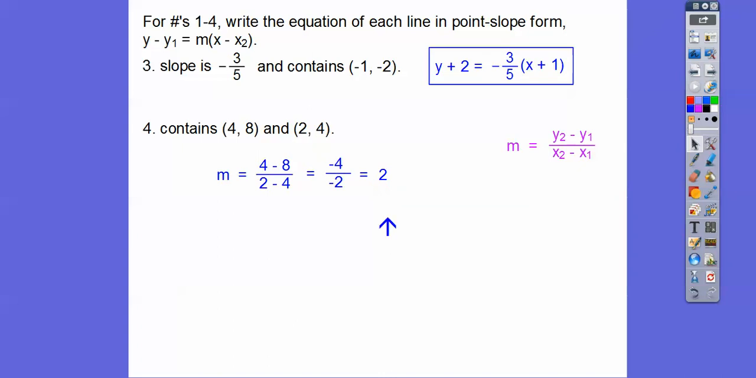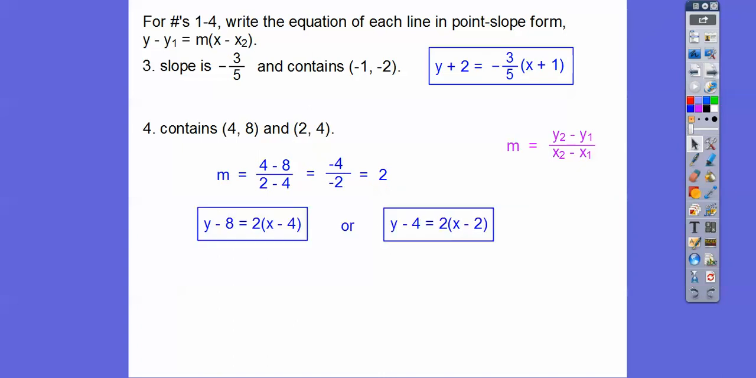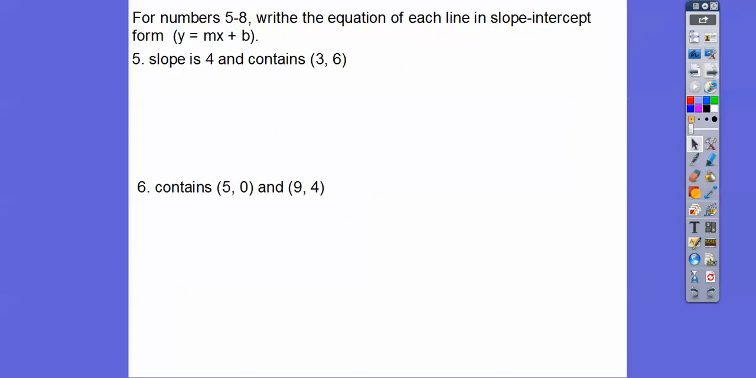There's infinitely many correct answers because a line has infinitely many points on it. That's why there's so many correct answers. There's only one correct answer for slope-intercept or standard form. We'll do some more of those in just a bit.